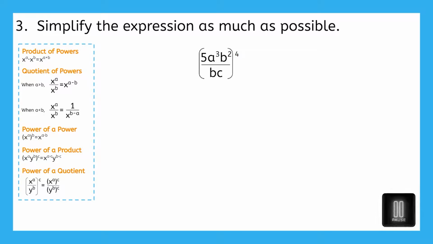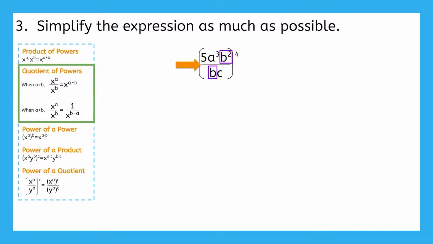Pause here, use whichever properties you need to simplify as much as possible, and we'll check your work when you're done. What did you notice inside the parentheses that needed to be simplified? There are 2 b components, so these need to be combined. This fraction bar means division, so we can use the quotient of powers property, which tells us that when elements of the same base are being divided, we can subtract their exponents.